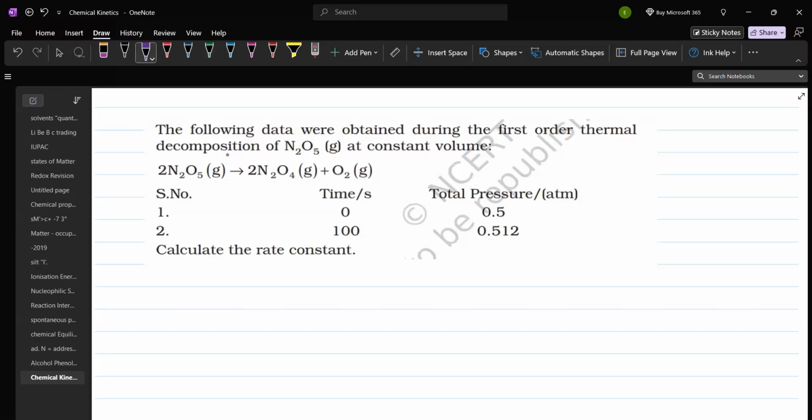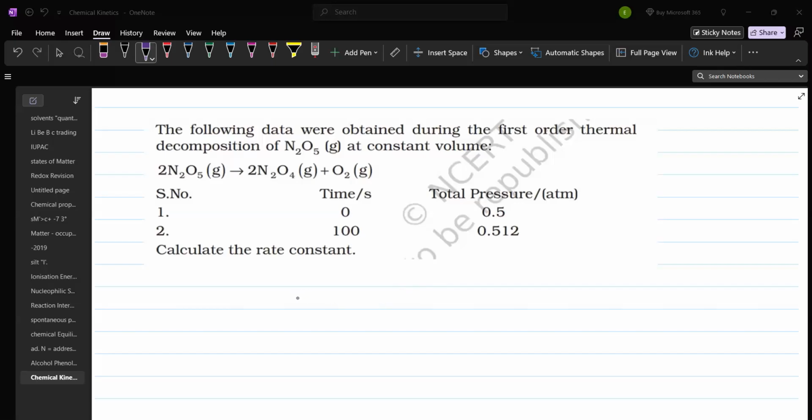So the question is about this N2O5. 2 mole of N2O5 is decomposing and forming N2O4 and oxygen. We have to find the rate constant. We have time here 0 seconds, and initially what is the total pressure. Initially only the pressure of N2O5 was present, because data is given according to that only. And after 100 seconds, the pressure has increased a bit. So we have to find the rate constant according to the given data only. The given data are very limited. So let's see how to solve this question.